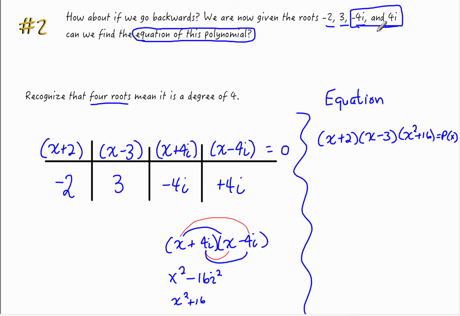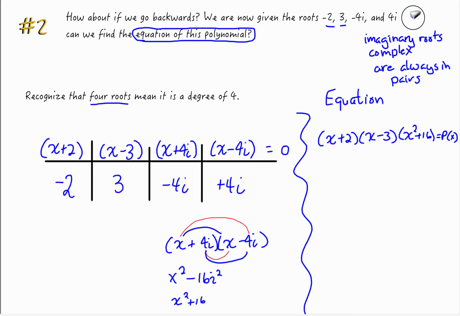Now I'm going to go back to this little box that I said I was going to come back to later on. These are imaginary roots, and imaginary roots always are in pairs. And not just imaginary roots, they can be complex roots. Imaginary roots, complex roots are always in pairs. In other words, you can't just have -4i as an answer. It always has to have its brother or sister, whatever you want to call it, of its positive.